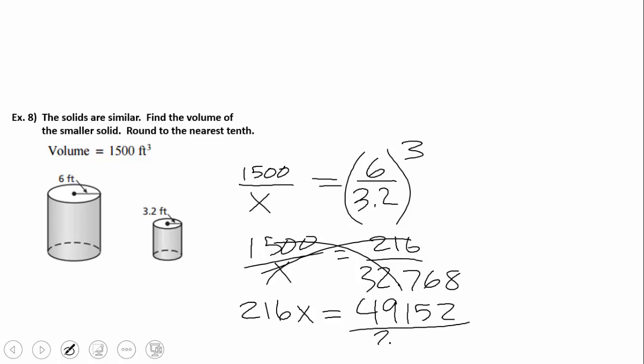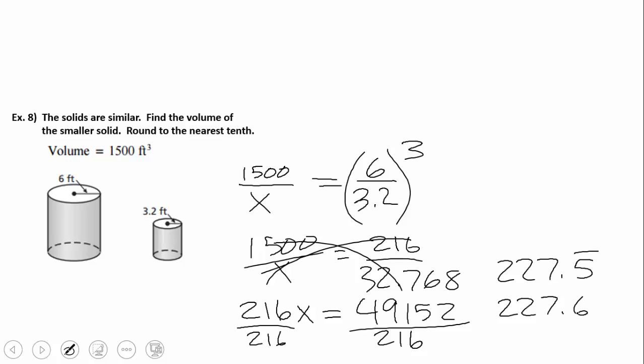And of course, we're going to divide by the 216 to solve this equation after finding the cross products that we make equal. And 216 goes into 49,152 227.5, and it repeats. So our final answer would be 227.6. The volume would be in feet, and it's cubed as our final answer. So setting up proportions, pretty easy, straightforward stuff. I know you can do it.